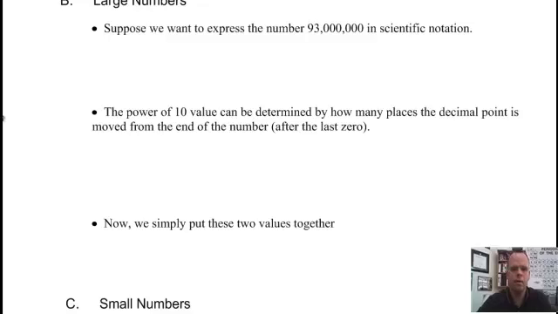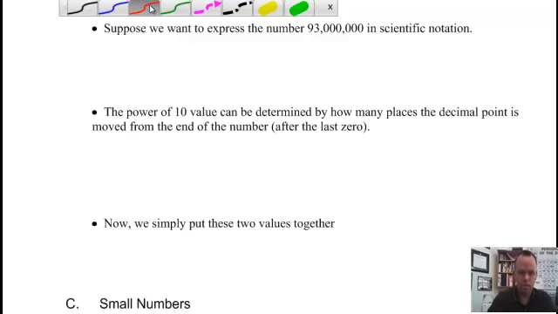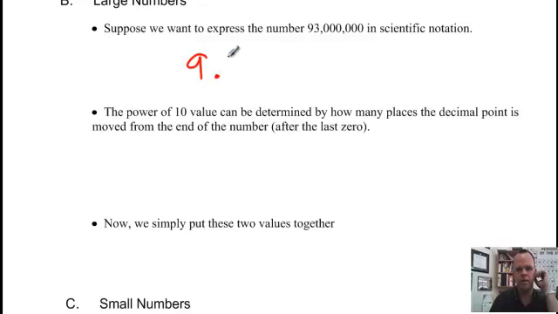Now let's suppose we want to work with the number 93 million. We want to express that in scientific notation. To express that in scientific notation, we first need to make sure it is a number between 1 and 10. So we would need to move the decimal place until we end up with a number between 1 and 10. In this case, that number would be 9.3.